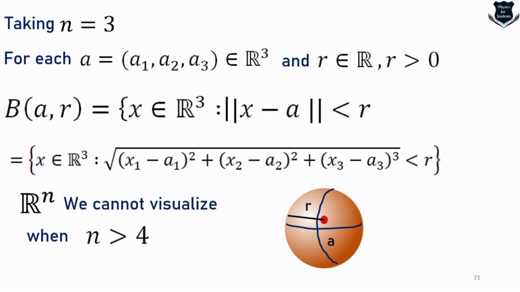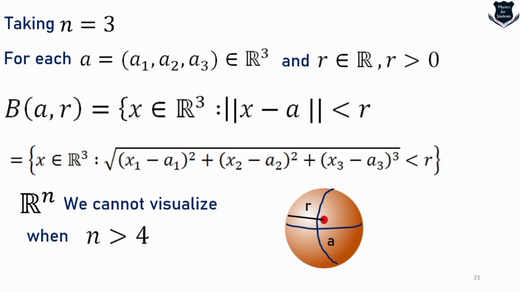When n equals 4, we are going beyond what we can visualize. For the cases where n equals 1, 2, 3, the name open ball makes intuitive sense. Since we cannot visualize Rn where n is greater than or equal to 4, we define open balls in higher dimensions analogously, and we can define closed balls also.